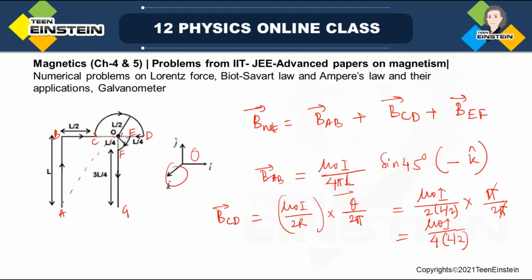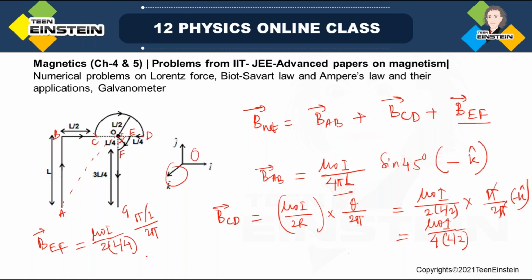Now we have to get the field for this EF part. EF is also an arc, and here also it is in the minus k cap direction. I'll just write the magnitude. In this case we'll use the same formula, μ0 I by 2. Here r is L by 4, and the angle is 90 degrees, that means π by 2, so π by 2 divided by 2π.